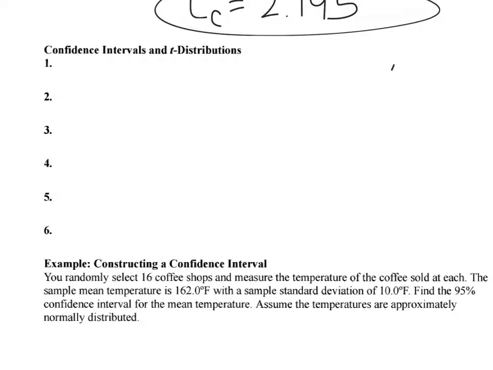All right, so confidence intervals and t distributions. We've got some more things that we have to write down here. All right, so here's how we construct a confidence interval using a t distribution. First, you need to verify that sigma is not known.